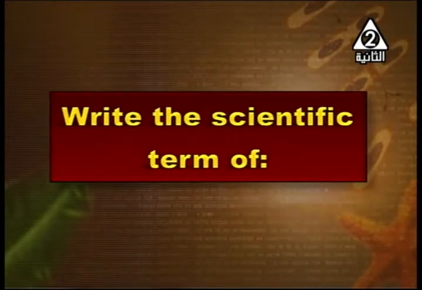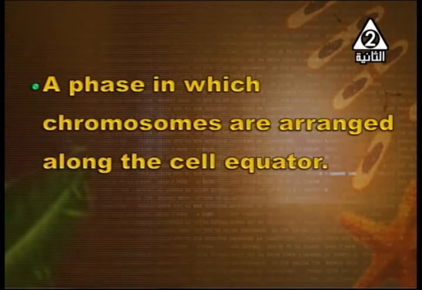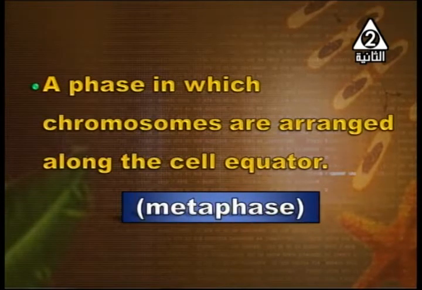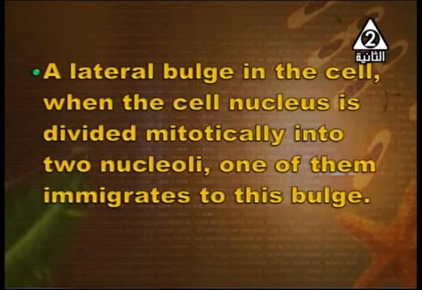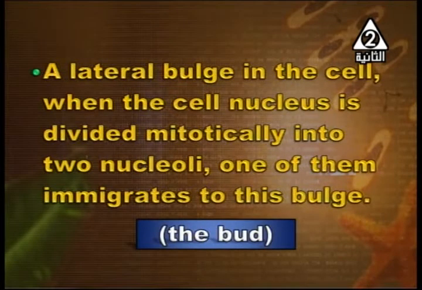Another type of question: write the scientific term of. Number one, a phase in which chromosomes are arranged along the cell equator. Yes, it is metaphase. Number two, a lateral bulge in the cell. When the cell nucleus is divided mitotically into two nuclei, one of them migrates to this bulge. It is the bud.